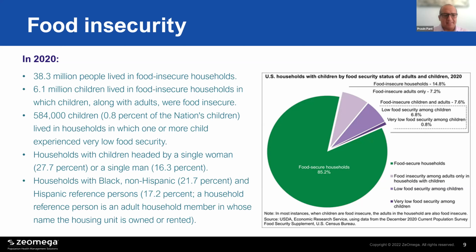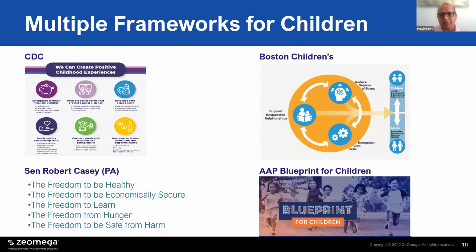Again, this next slide, I will talk briefly about some multiple frameworks for children. As we know, there are a lot of frameworks related to social determinants of health. And in your opinion, Dr. Keogh, what are some of the few frameworks worth discussing, where we can really see which can have more impact? So if you could really talk a little bit.